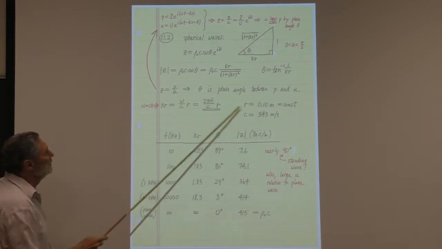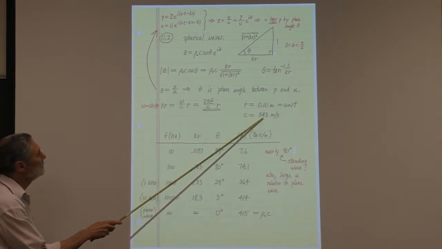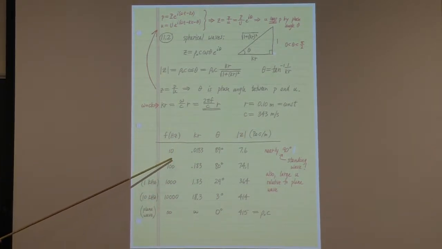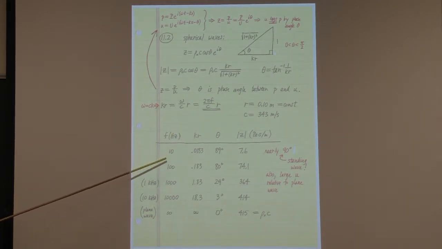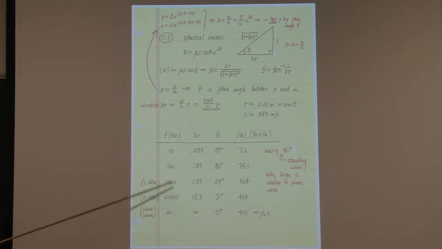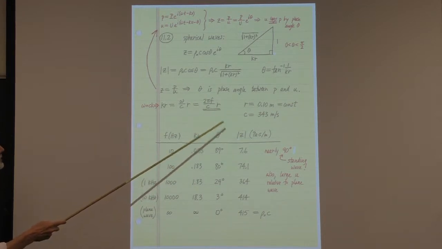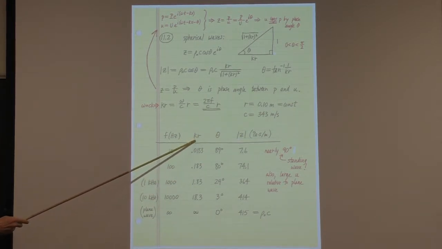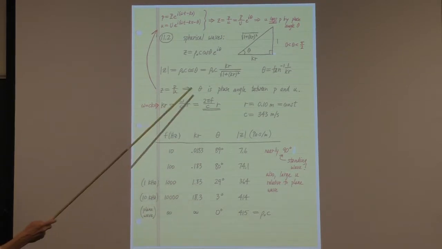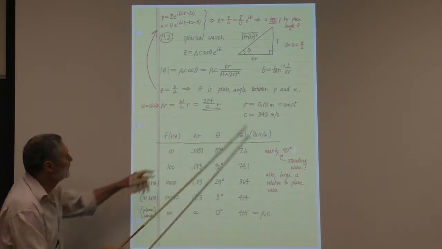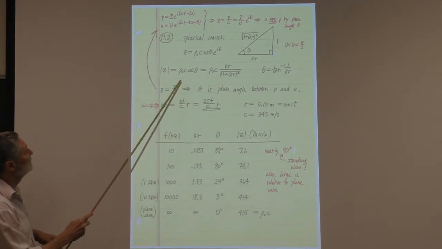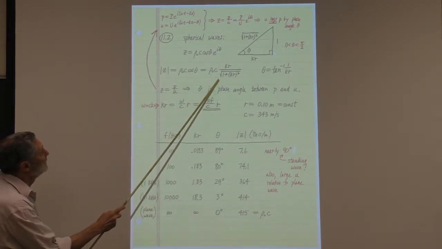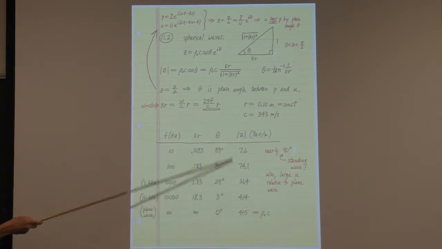We know what r is. We know what c is. We're in air, room temperature. And now we can make our table. We're going to do these different frequencies, 10 hertz and going up in orders of magnitude. And like I said, I added the infinity here. This is going to be a plane wave. So you just punch these out with your calculator. Here are the values of kr. We find theta from here. Once we get the values of kr, we find theta, and we can find the magnitude from here. And here's what you get for theta, and here's what you get for z.